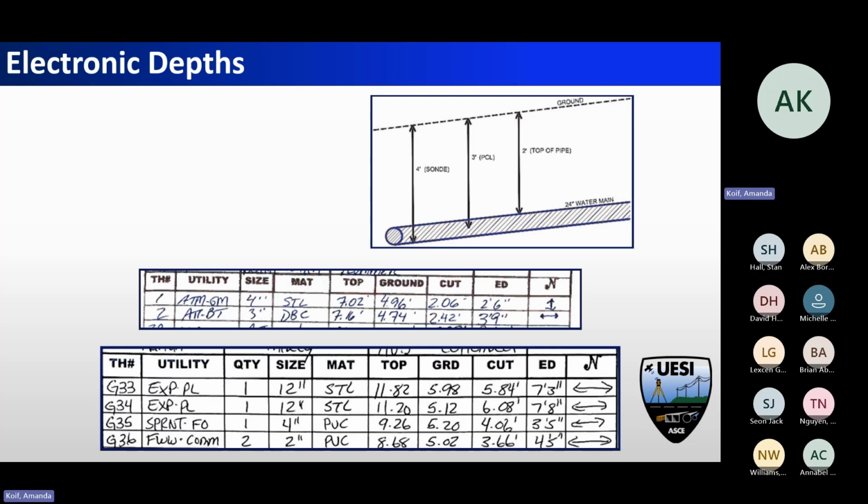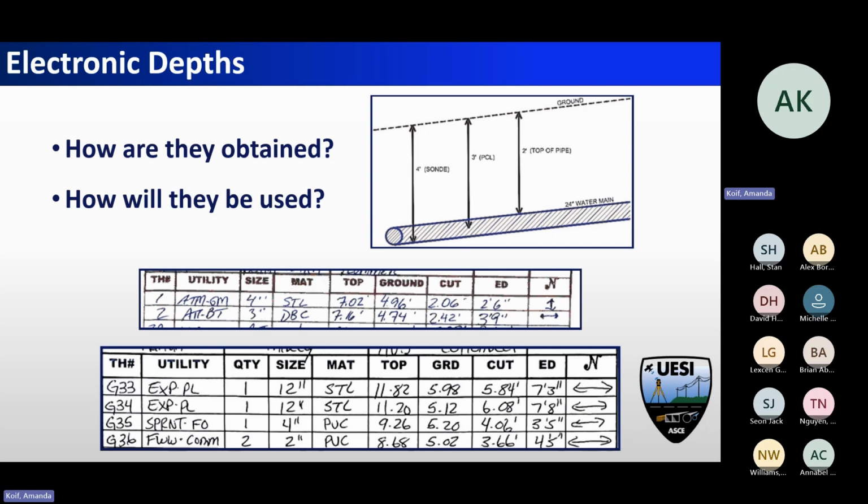So understanding how you're collecting all these electronic depths to build your 3D model is very important when you're putting all the data in there, because you're just introducing all kinds of error into your design. And that's why it's always good to validate with a test hole, especially at critical locations. So whenever you start using 3D models, ask them how they collected it and where that data came from, because it can throw off everything that you're doing pretty quickly. How were they obtained, and then how will they be used?